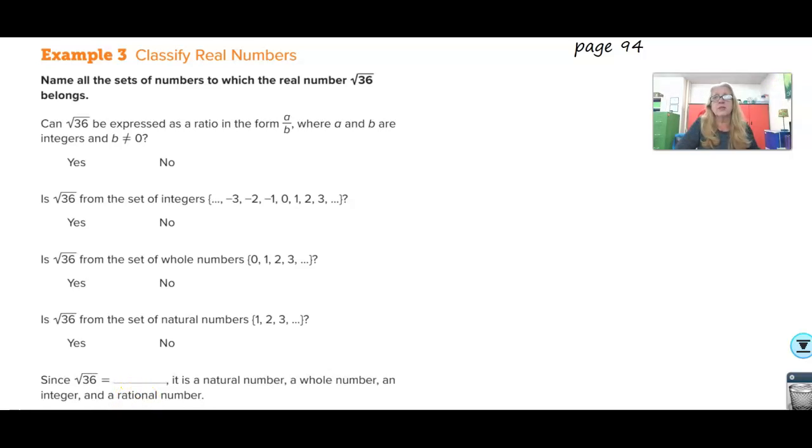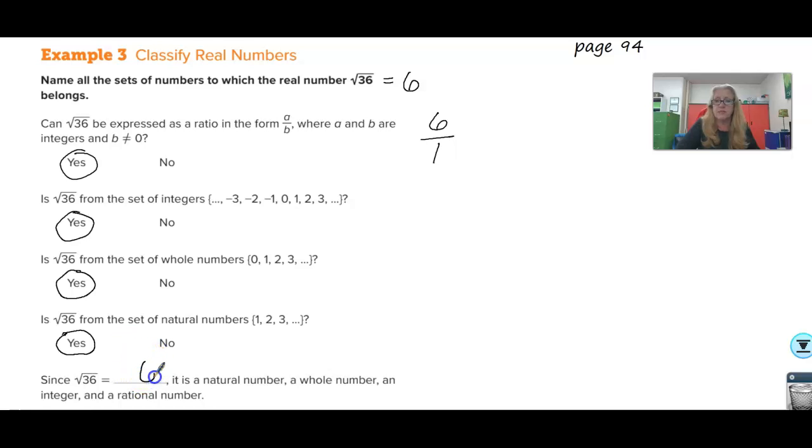Name all the sets of numbers to which the real number square root of 36 belongs. Is 36 a perfect square? Yes, it is. What is the square root of 36 equal to? 6. Can it be expressed as a ratio in the form a over b where a and b are integers and b is not 0? Heck yes, it can. It's 6 over 1. Is the square root of 36 from the set of integers? Heck yes, it is. 6 is an integer. Is it from the set of whole numbers? Yes, it is. When you were a little kid, it was a good day if you got 6 cookies. And is it from the set of natural numbers? Yes, it is. It belongs to a lot of clubs. Since the square root of 36 equals 6, it's a natural number, aka counting number, a whole number, an integer, and a rational number. It belongs to a lot of clubs.